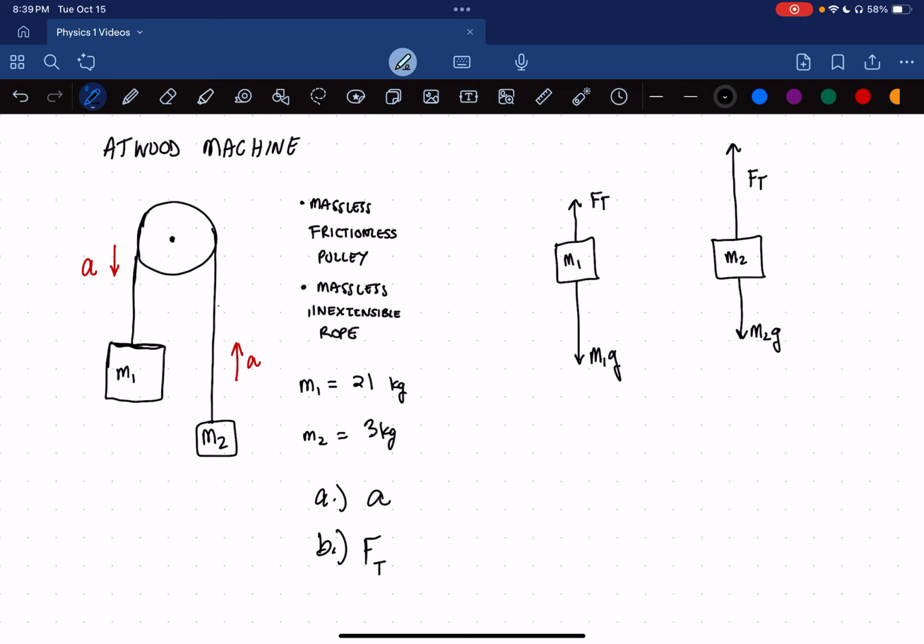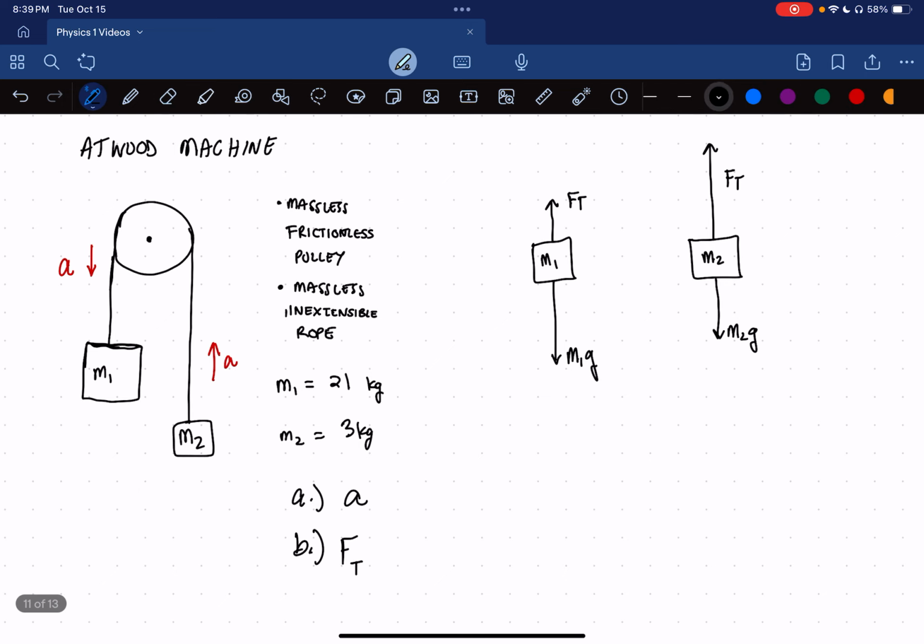If mass 2 is going to be going up, that force needs to be bigger. And if mass 1 is going down, M1G needs to be bigger than Ft, but Ft is the same for both of these, so I'm going to draw them the same length, which means that I need to draw m1g a little bit longer. How's that? Not bad. Okay.